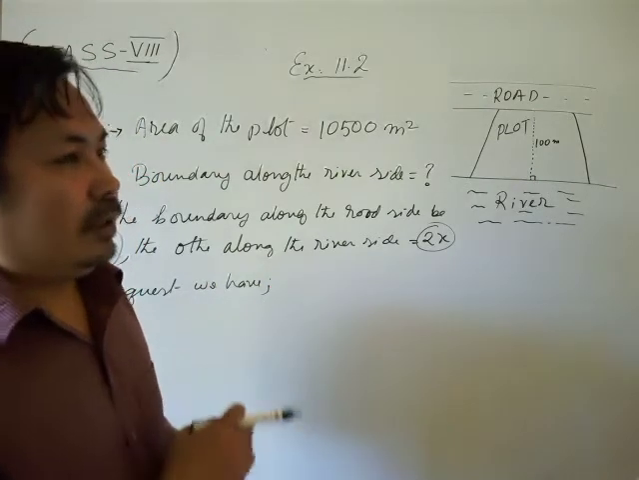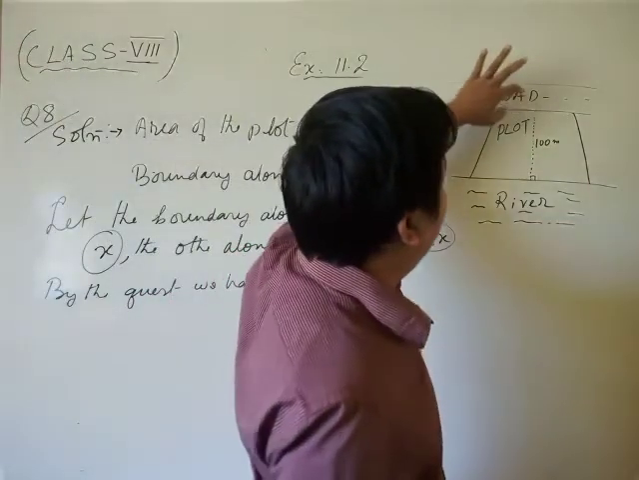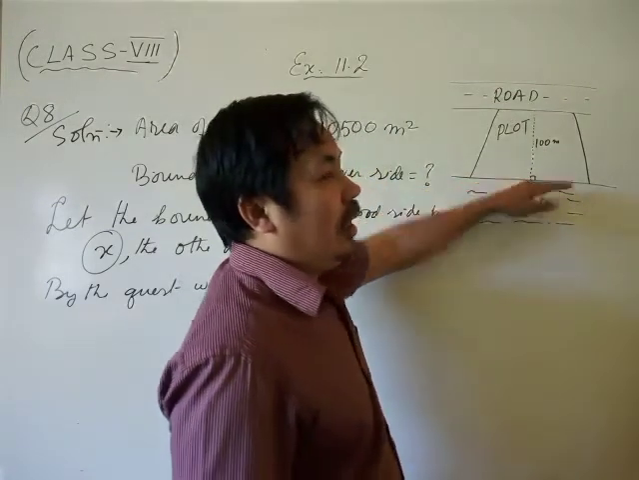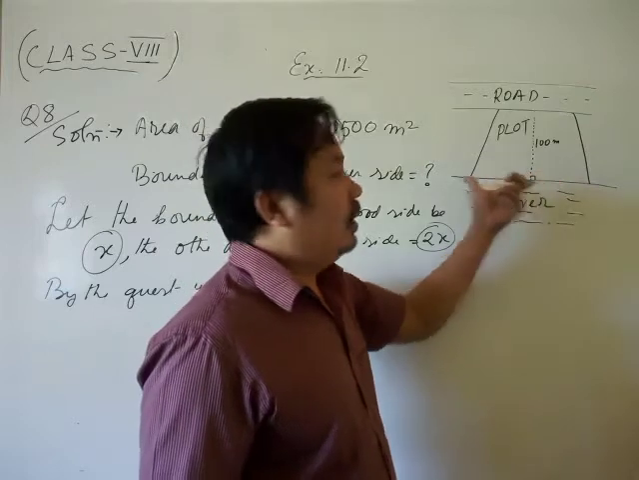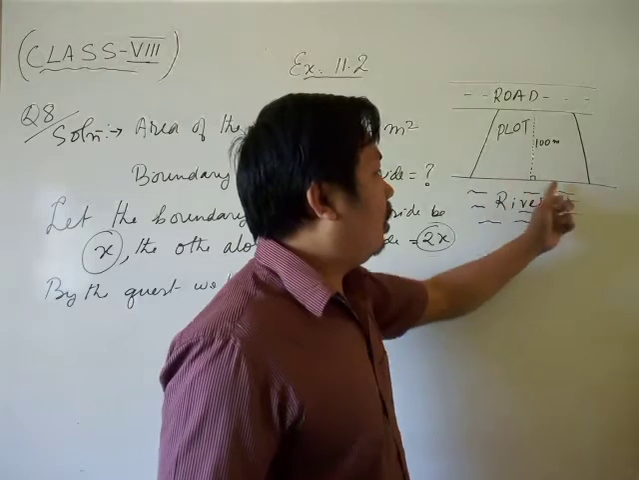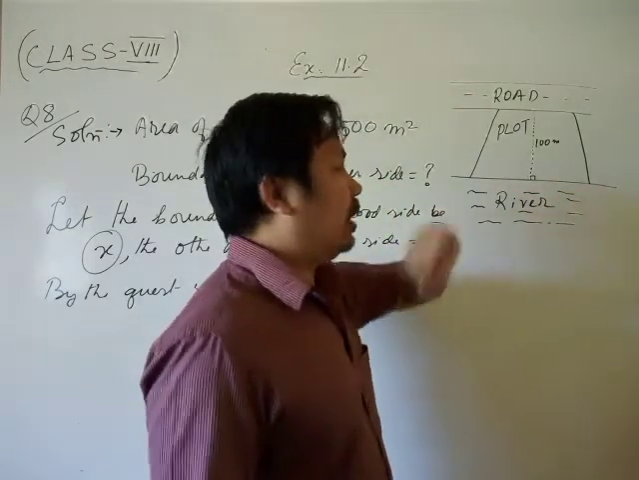What is the area of the trapezium? Then you apply the unit. We have to find out the length of the border of the plot. The border of the plot along the river side is a side of this trapezium, the longer side of the trapezium.